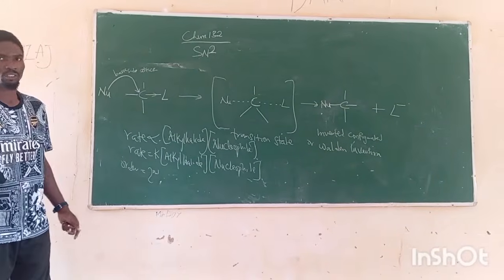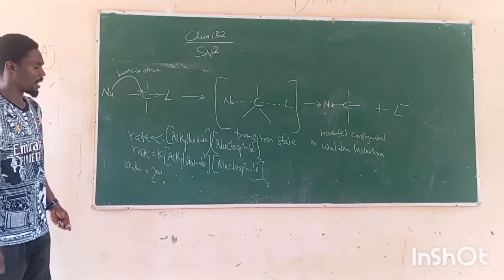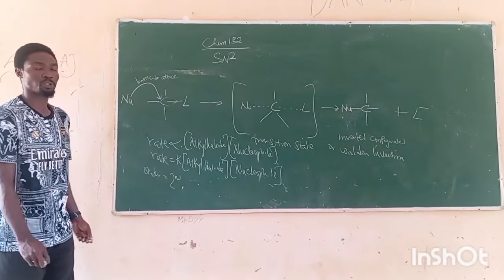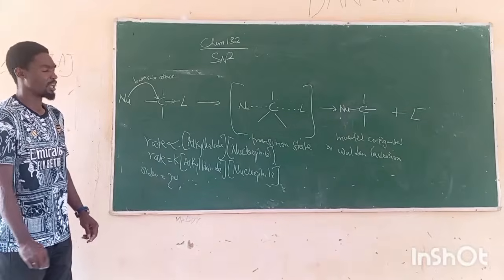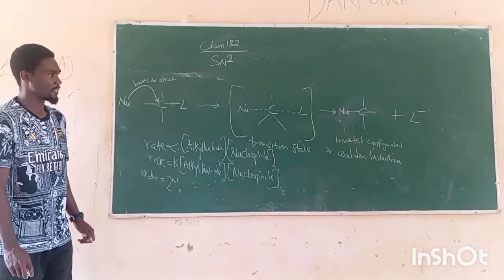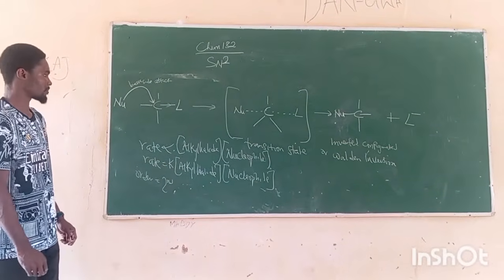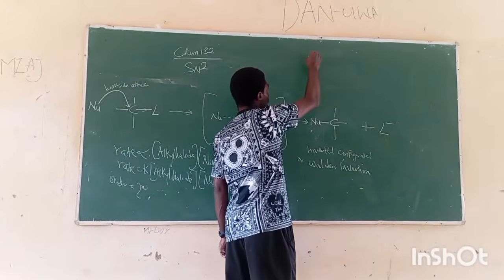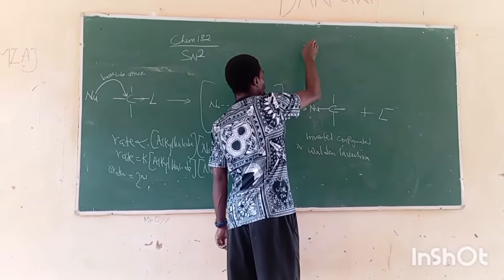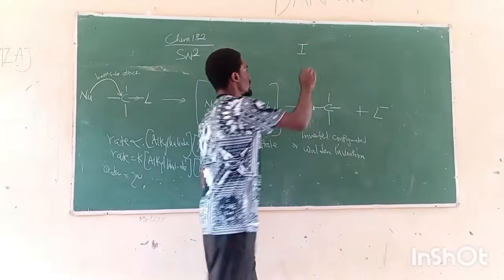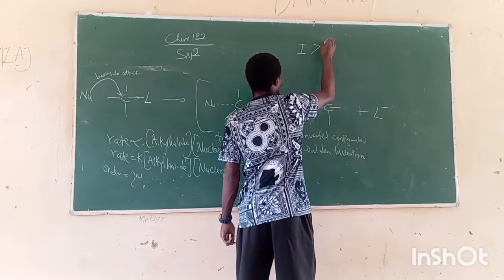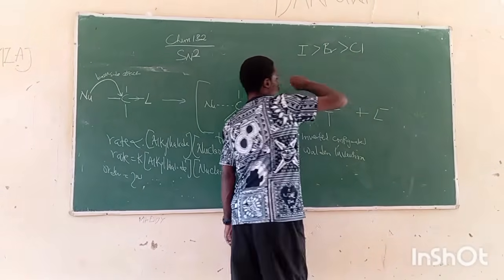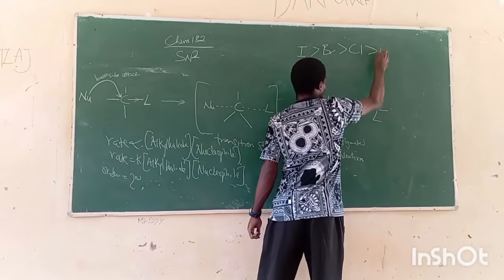What are the various factors that affect substitution reaction via the SN2 mechanism? We're going to be listing some of these factors. Now, the first factor we're going to be talking about is the nature of the leaving group. For both SN2 and SN1 reactions, the order is iodine greater than bromine, bromine greater than chlorine, chlorine greater than fluorine.